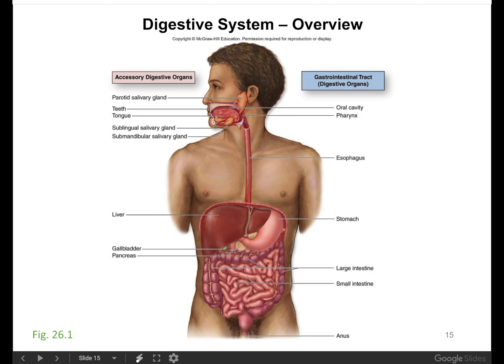Moving on to the digestive system. So we have our main digestive organs here that we're going to learn. And then we have accessory organs. Our accessory organs are basically your salivary glands, your teeth, your tongue, your liver, your gallbladder, and your pancreas. And everything else we learn is one of the main organs.